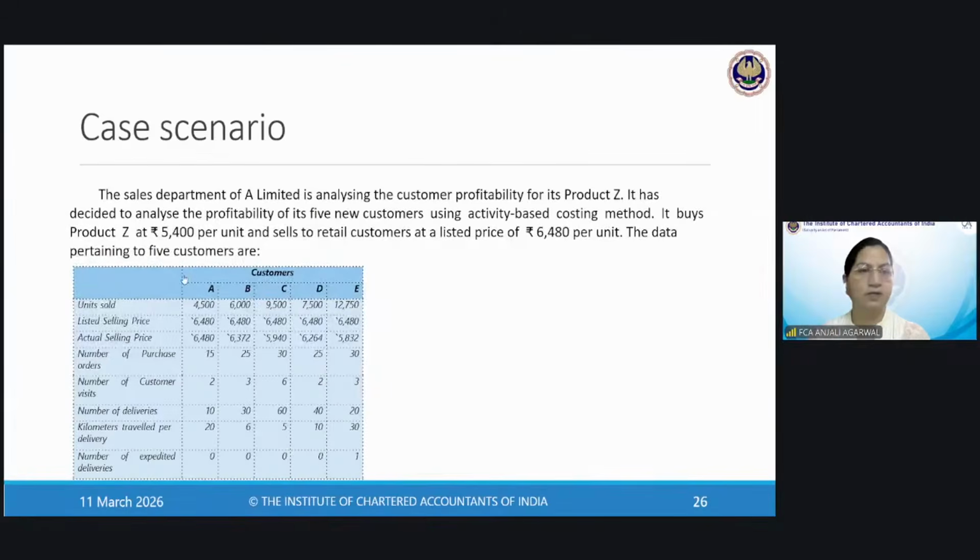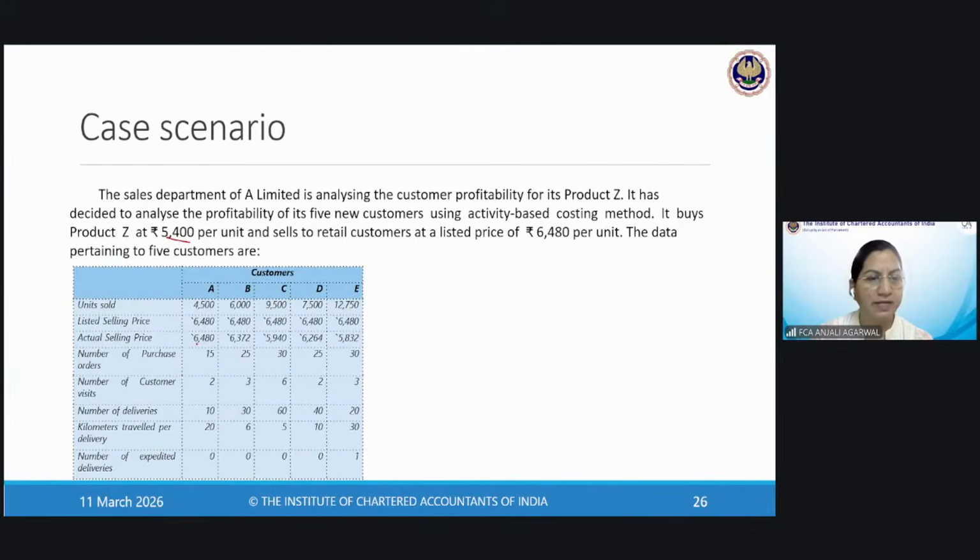So next is your sales. This is the case scenario. This is in your study material also. You can do it from there. I'll explain how it is to be done. Sales department is there of A Limited. It is analyzing the customer profitability for the product C. Now we are doing the analysis as per the customers. So we have 5 customers, A, B, C, D, E. Instead of having an overall profit, let's see how each customer is being profitable to us. So we have taken these 5 customers, and the cost of buying the product is 5,400 per unit.